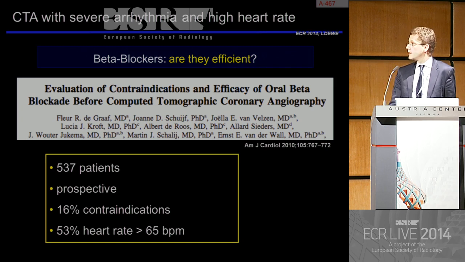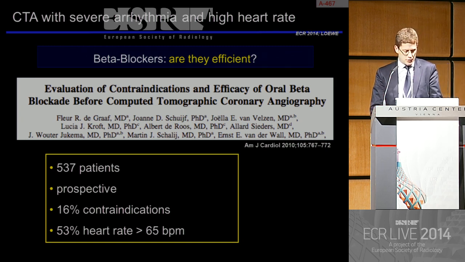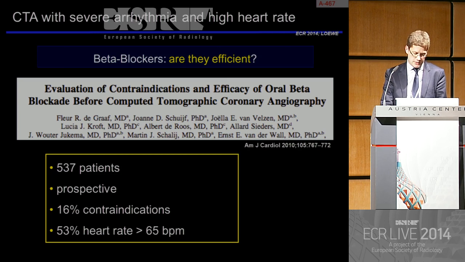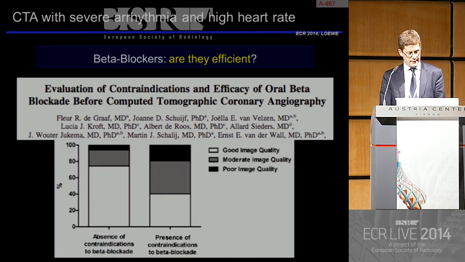This is a really excellent paper published in the American Journal of Cardiology 2010 evaluating the role and the efficacy of using beta blockers prior to coronary CT angiography, a prospective study in more than 500 patients. They found out that 60% of the patients had some kind of contraindications, which seems to be really high, and about 50% of the patients had a heart rate above 65 beats per minute when they came into the CT room. So there is a high demand for lowering the heart rate.